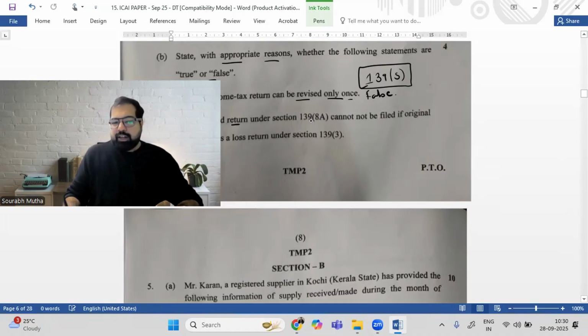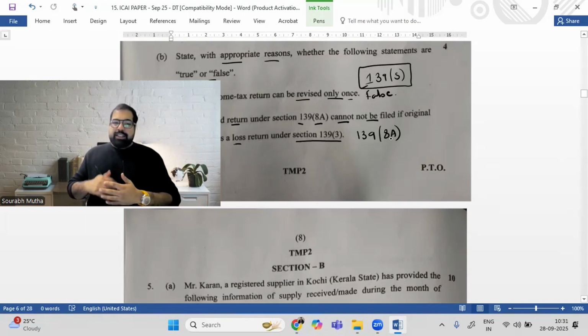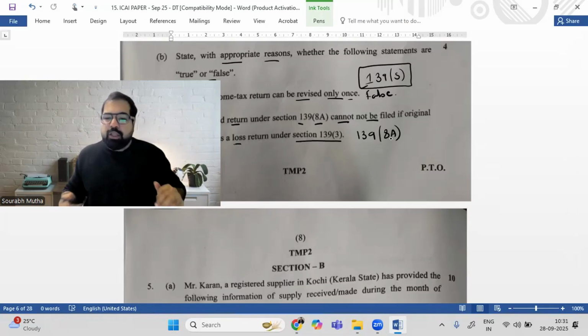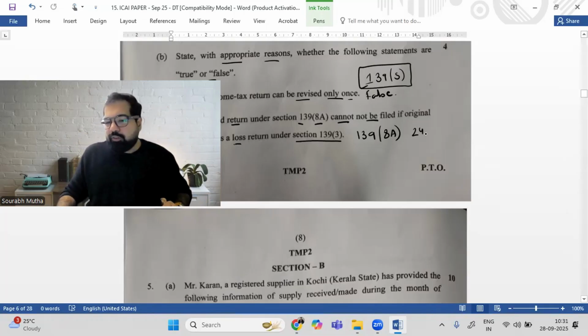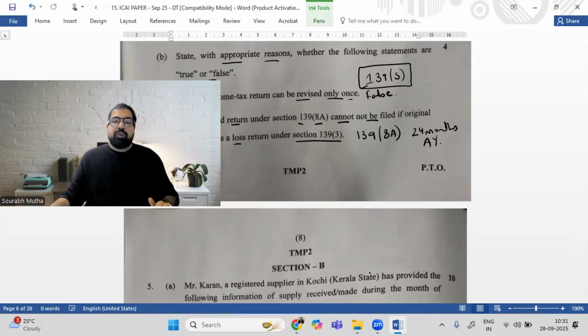An updated return under Section 139(8A) cannot be filed if the original return is a loss return under Section 139(3). Guys, an updated return under Section 139(8A) can be filed up to 24 months after the assessment year gets over. That has changed for May 26. That has become 48 months, but I'm talking about this exam. An updated return is basically to come clean, to confess to the government if you've done something wrong and if you want to increase your income. You cannot file it if you want to increase your loss.